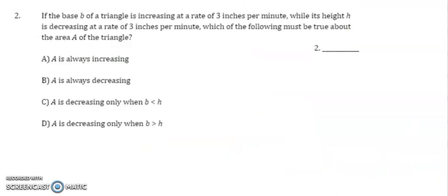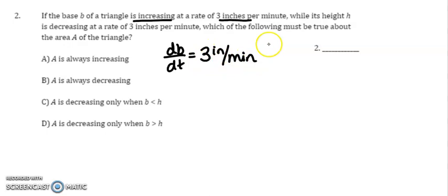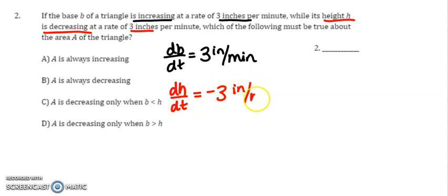Next one, the base of a triangle is increasing at a rate of 3 inches per minute. So the base has a rate of positive 3 inches per minute, while its height, h, is decreasing at a rate of 3 inches per minute. So dh/dt is equal to negative 3 inches per minute. Which of the following must be true about the area? Well, the area, increasing, decreasing, right? Those are our options. We need to find dA/dt in order to answer those questions. What's happening to the rate of change of the area?